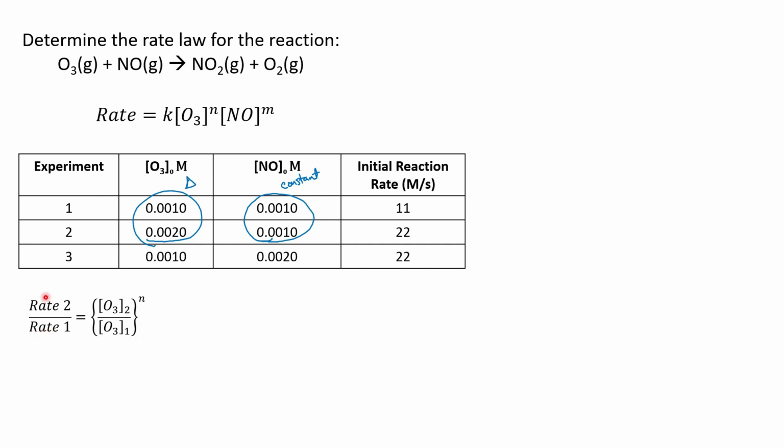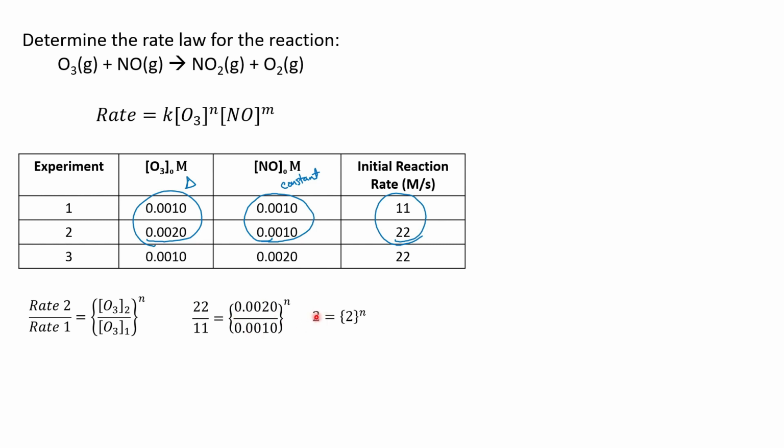Okay, so we need our data, we need our rates, and we need our concentration. I've already circled my rates for ozone. Let me circle my initial rates here. Plugging in my rate 2 first, you can see that is 22. Plugging in rate 1, that is 11. Now plugging in my concentration of ozone, again for rate 2, that is going to be 0.0020. And for rate 1 is going to be 0.0010. Let's simplify both of these.